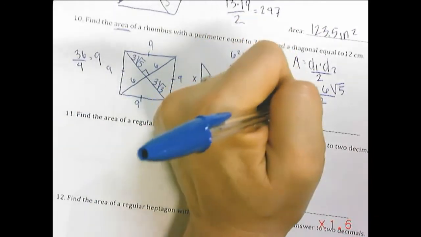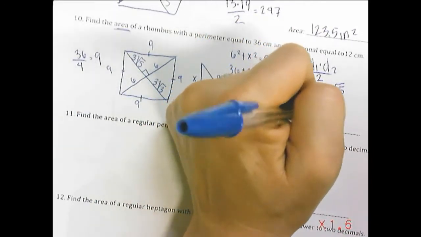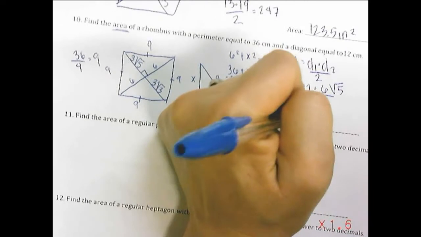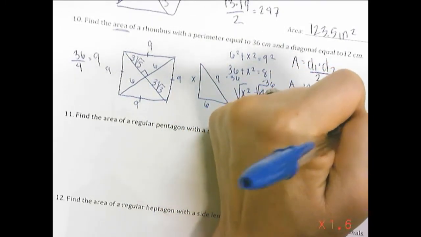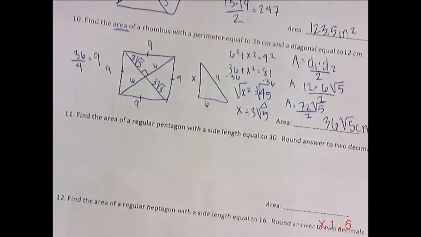And that's going to be 72 rad 5 divided by 2 is going to give me 36 rad 5 centimeters squared.